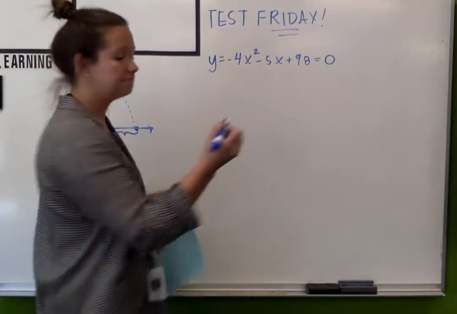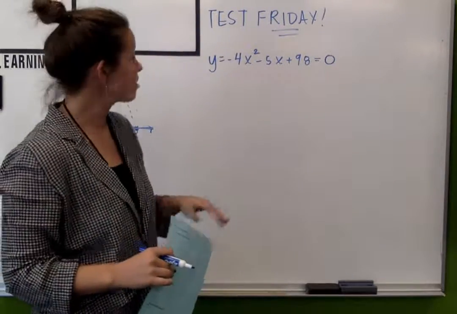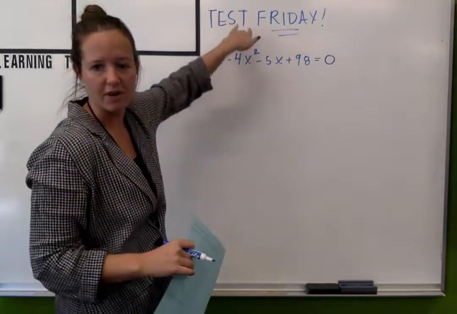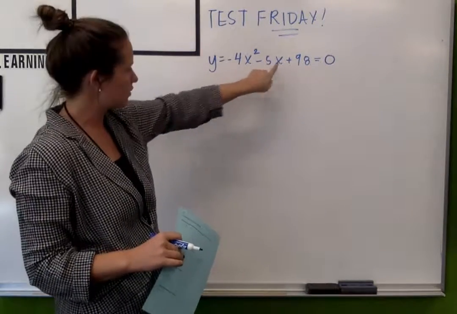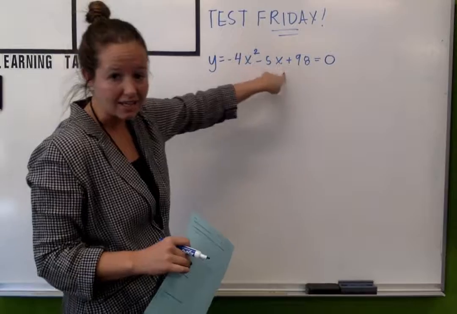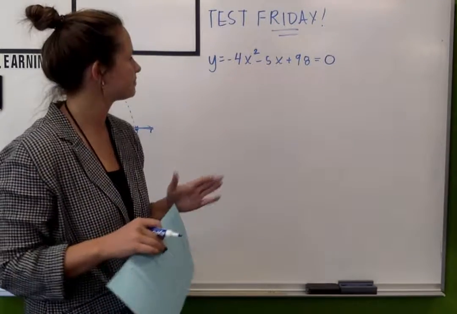Could you take the square root? Could I just square root this and call it good? Well, you could square root that, but then you'd have to square root everything else, and that doesn't work because you also have an x here. If you have an x squared and an x value, then the square rooting method isn't going to work.